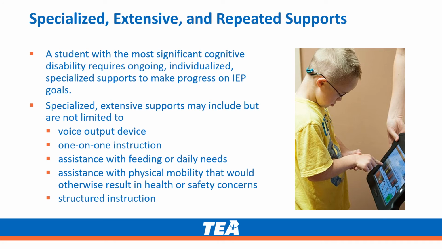to instruction. The student may only make progress on individualized one-on-one instruction. The student may require assistance with feeding or daily health needs, or require assistance with physical mobility because of limitations. Often, students assessed with an alternate assessment require very structured instruction that is broken into smaller instructional sessions. This only serves as an example of the types of supports a student who is assessed with STAAR Alternate 2 requires.